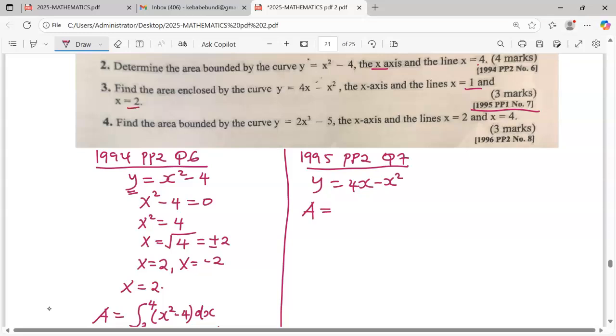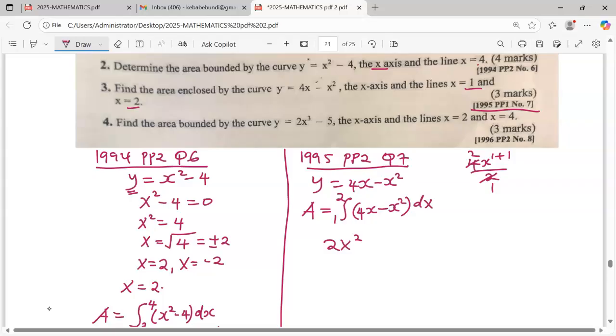Remember, area bounded by a region is found through integration, and therefore we are going to integrate 4x minus x squared, and we are going to do this with respect to x. The limits are between 2 and 1. So to integrate 4x, it is the same as having 4x power 1. You add 1 to the power, then you divide by the total new power, which is 2. 2 goes into itself once, it goes into 4 two times. And this one is going to give us 2x squared.